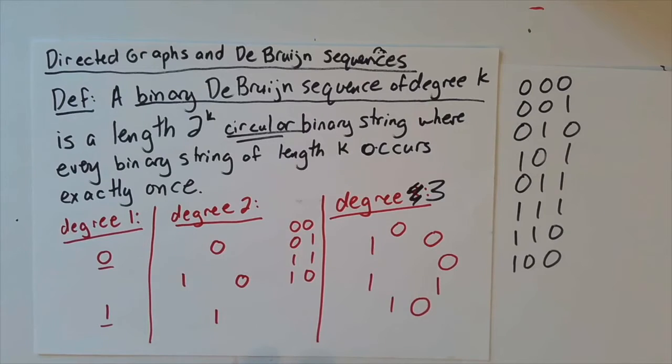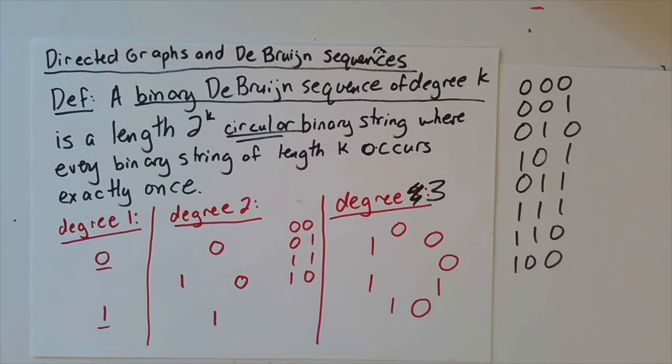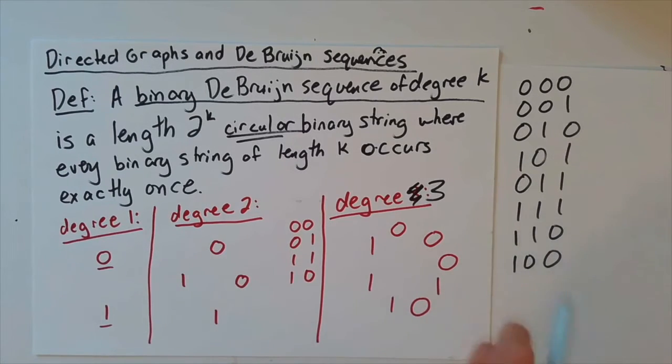Or maybe it's possible, but there's only one way to do it and it's hard to find, or who knows. And then what if I go up to a really large degree? Like, what if I talk about a degree 100 de Bruijn sequence that should have some ridiculous length? Is there even one? Who knows, right?